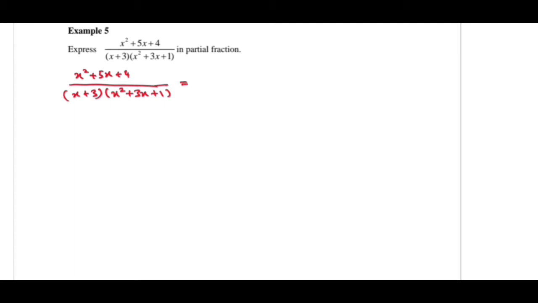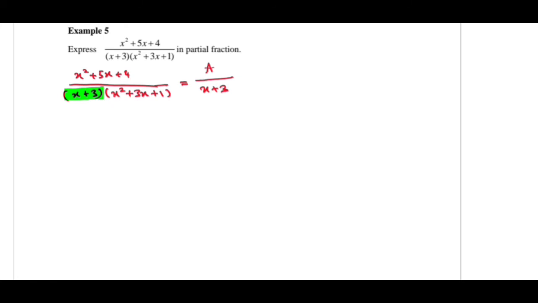Okay, so to express this in partial fractions, your first step is to identify your denominators. Look at it one by one. The first denominator that I can see is x plus 3, and it's just x plus 3 to the power 1, so it's not repeated. So what I should write is just x plus 3 on my right hand side, and then since this is linear, remember, if it's linear, then my numerator must be constant.